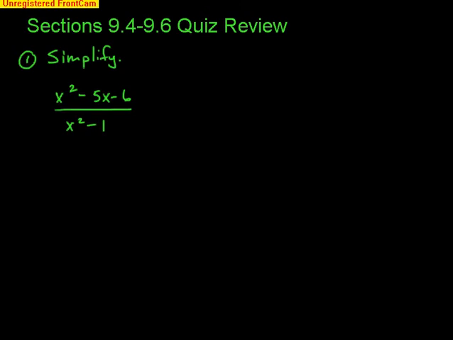So let's start with this one. Simplify. And we have one fraction, x squared minus 5x minus 6 all over x squared minus 1. So what we need to do is think of factoring, right? So we have x squared minus 5x minus 6. Two sets of parentheses. Signs are different because of that minus c, different signs. So one plus, one minus.